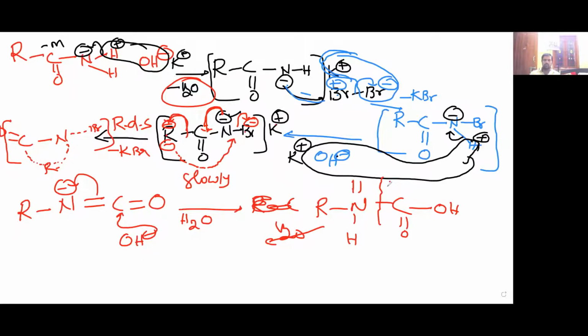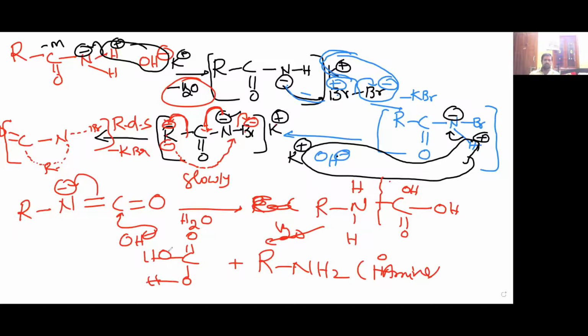Again bond breaking, H is added, OH is added. Then you are going to get R-NH2, a primary amine. This is the most important, beautiful mechanism. And what is the byproduct? C double bond O, OH and OH. This is unstable. Immediately water is eliminated, plus CO2 plus water. This is the mechanism for the Hofmann bromamide reaction. Okay, I hope it is clear.